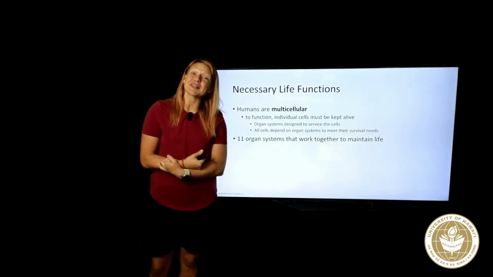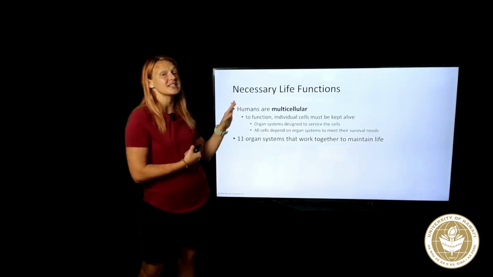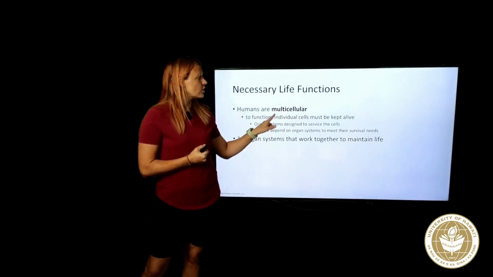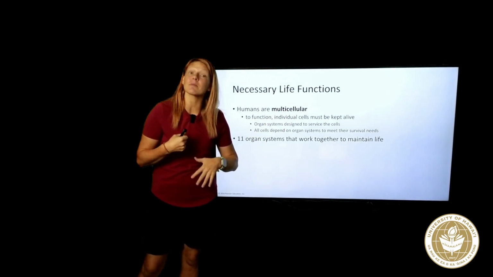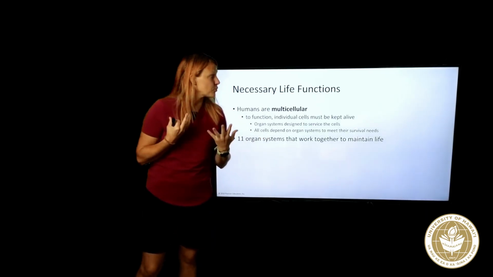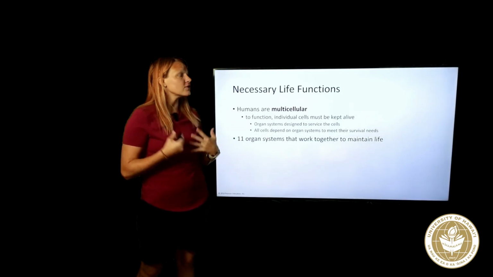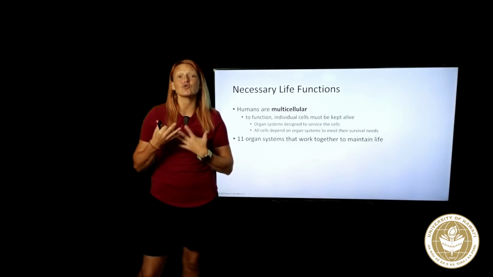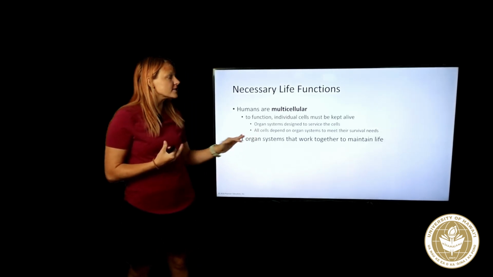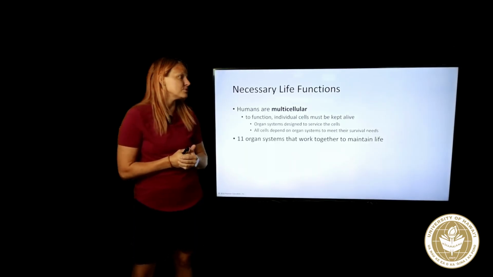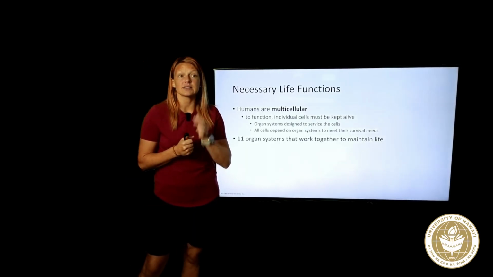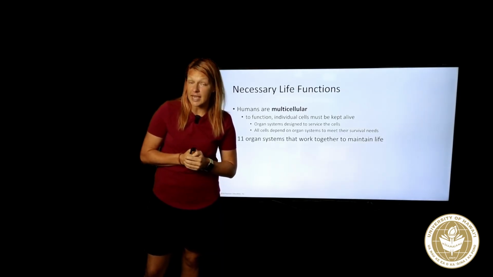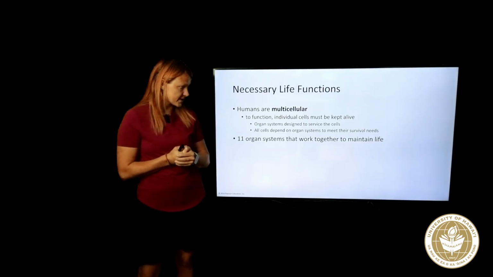So this slide just kind of goes along with what I was just talking about in terms of necessary life functions. Humans are multicellular. So multi means many. So in other words, we're made up of many different cells. We're not single-celled organisms. To function, individual cells must be kept alive. Organ systems are designed to service the cells, and all cells depend on the organ systems to meet their survival needs. So it's really important for us to know and understand the function of each organ system.